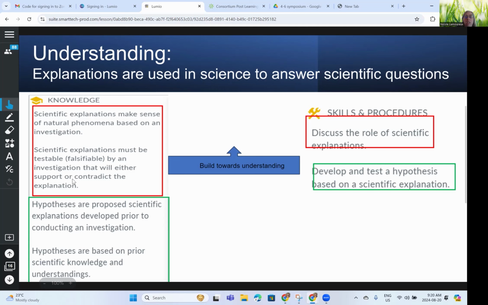If we go back in green, it says develop and test a hypothesis based on a scientific explanation. And we're going to see the classroom example of this and really work through this. Hypotheses are proposed explanations. They're not predictions. There's an element of predicting in it, but it's different. And in conducting an investigation, hypotheses are based on prior understanding and knowledge. So you don't have to just do a hypothesis in a controlled experiment. You can do them in other investigations as well. But they do lend themselves nicely to a controlled experiment.